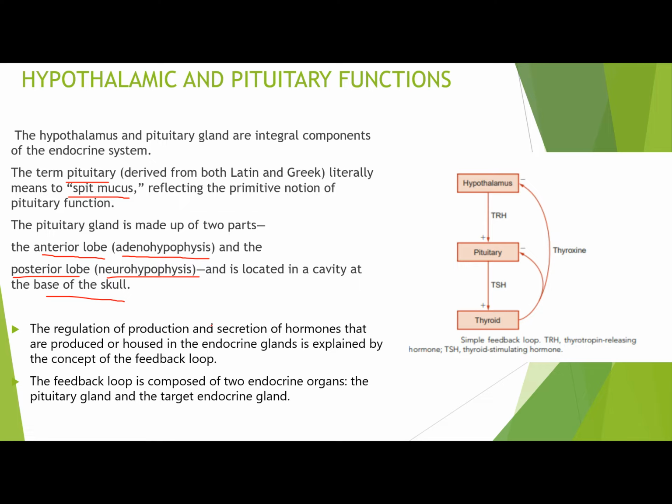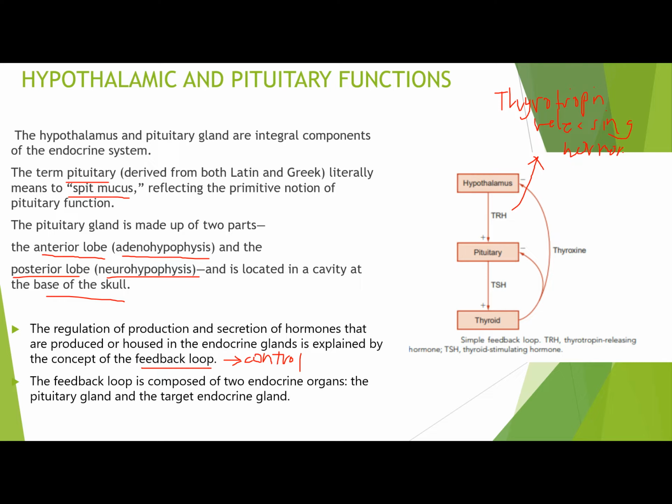Now, the regulation, production and secretion of hormones is explained, class, by a so-called feedback loop. The purpose of the feedback loop is that it controls the creation of hormones. For you to understand this, let me give you an example here on the right side. In your hypothalamus, one of the hormones is TRH. TRH stands for thyrotropin releasing hormone.